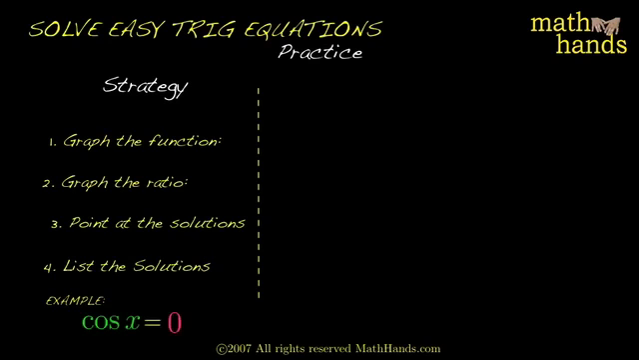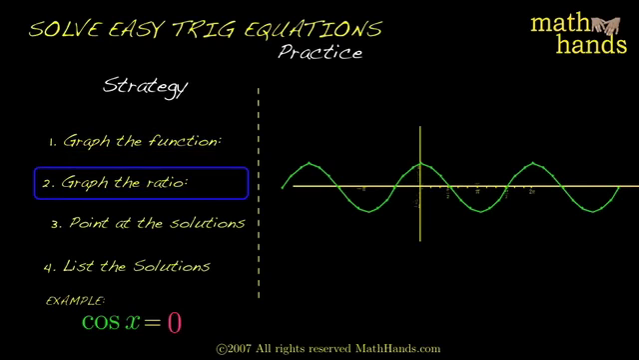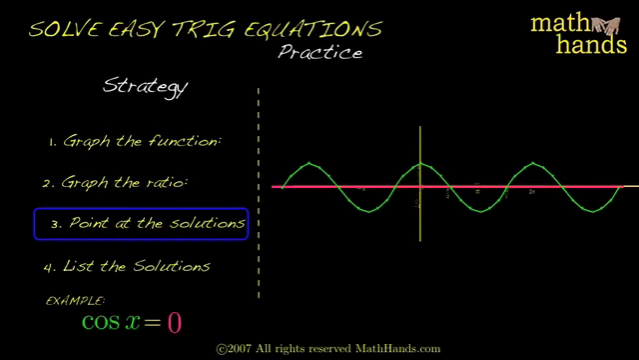This time we're going to practice with cosine x equals 0. First thing we do is graph the cosine function. Done. Next thing we do is graph the ratio. Done. See, this is where it's sort of better to do this with mechanical hands than the real hands. There's no way that the real hands can graph this fast. Watch how fast these things point at the solutions. Point at the solutions. Go. Whoa.